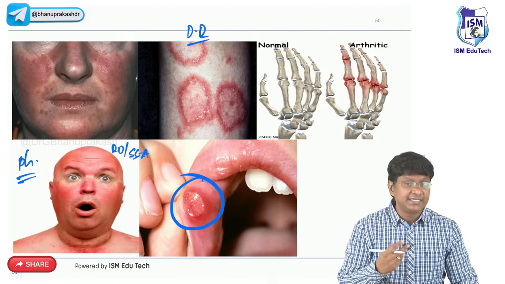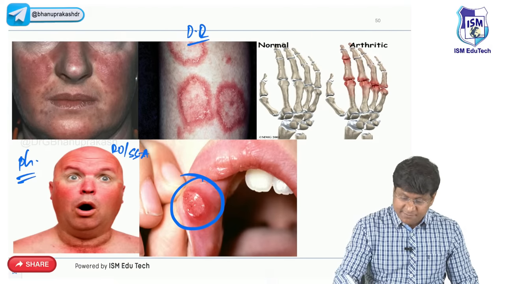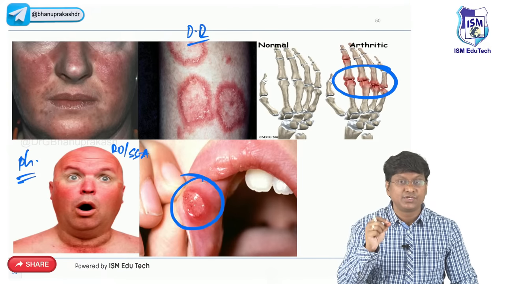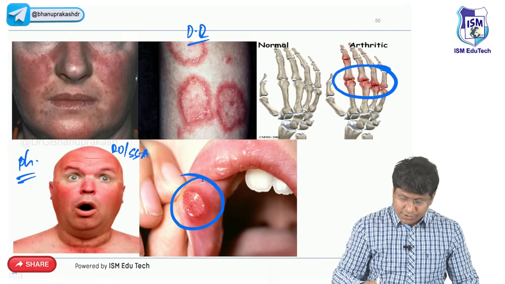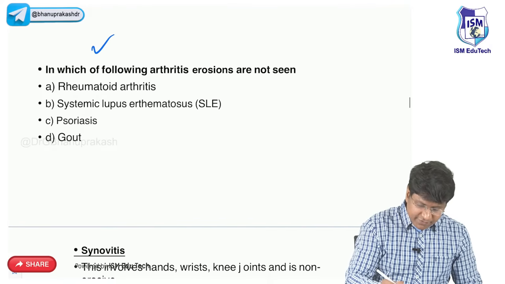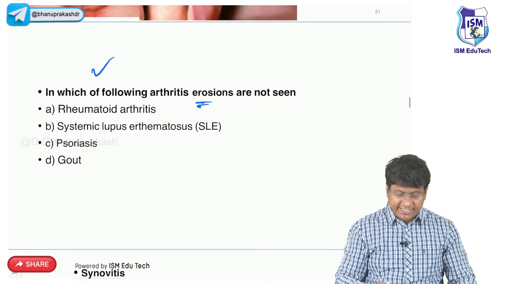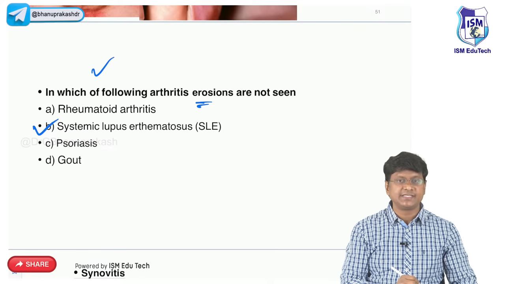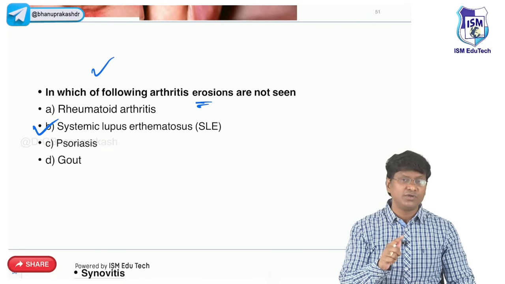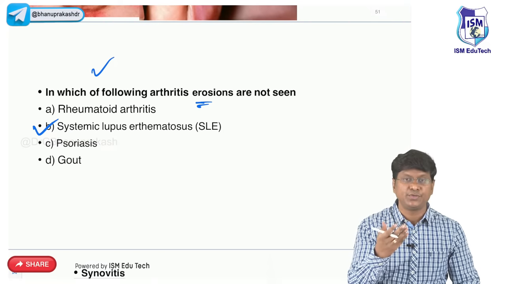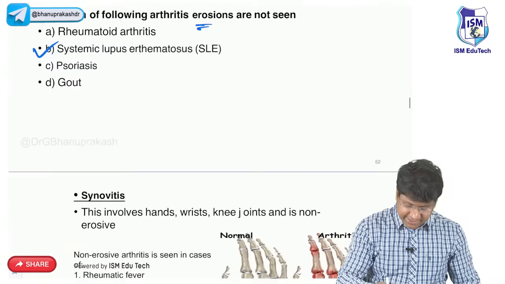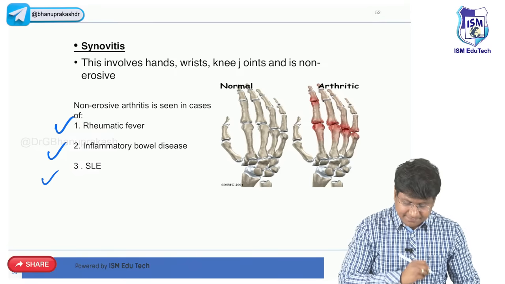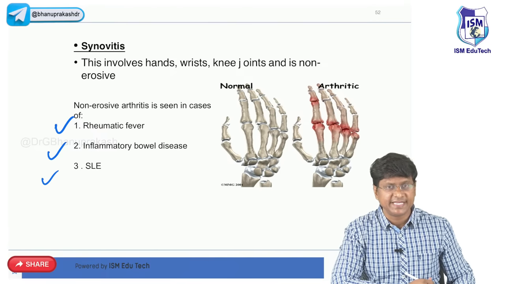Then next is the type of arthritis. In case of SLE, the type of arthritis that you will have is non-erosive arthritis. So you see this question here: in which of the following conditions or arthritis are erosions not seen? That is non-erosive arthritis. Non-erosive arthritis is seen in patients with SLE. But not only SLE, two more other conditions where you have non-erosive arthritis are rheumatic fever, then inflammatory bowel disease, then systemic lupus erythematosus.